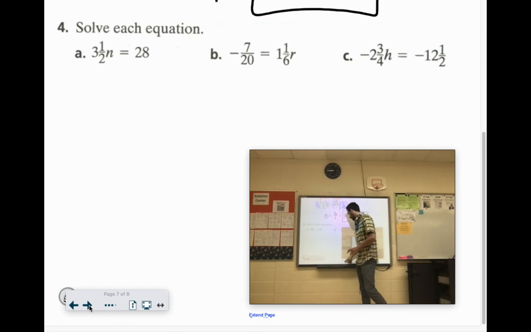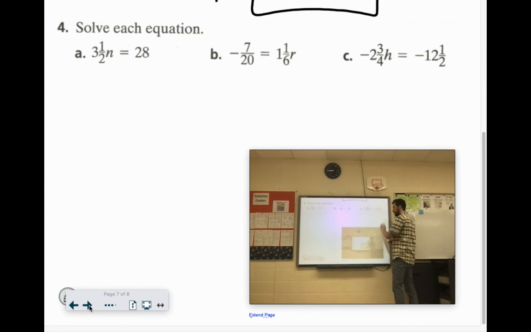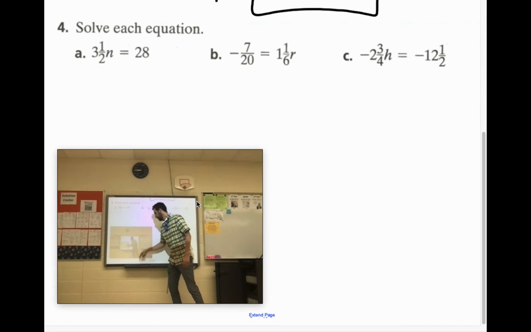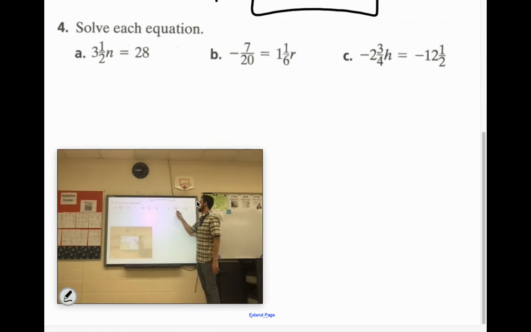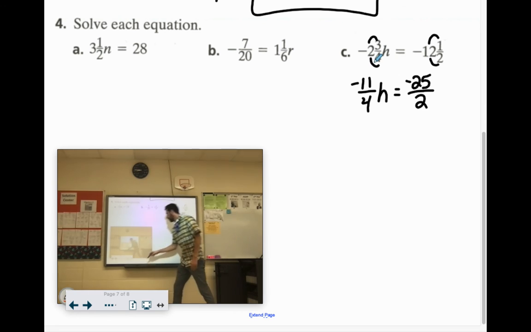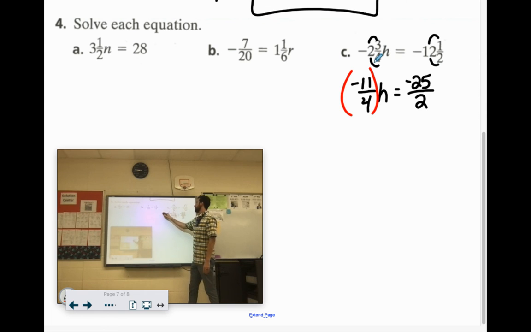So let's try one more. We're going to do letter C. We've got to go improper. 4 times 2 is 8, plus 3 is 11. So negative 11 fourths h equals 2 times 12 is 24, plus 1 is 25. So negative 25 over 2. We use that reciprocal, times negative 4 over 11.